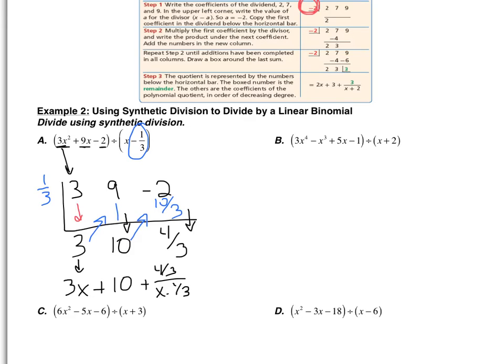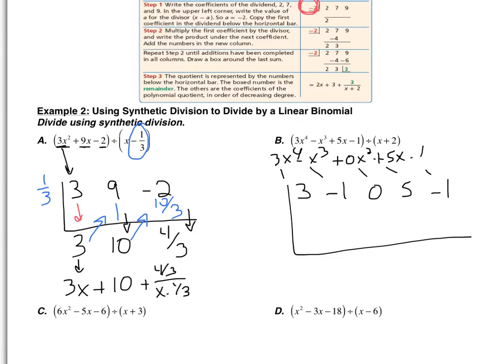On the next example, we have x to the fourth, x to the third, x, and minus 1. So we're missing something. We have 3x to the fourth minus x cubed plus 0x squared plus 5x minus 1. And then we can take the coefficients. So we have 3, this is negative 1, this is 0, this is 5, and this is negative 1. We're going to divide that by the x value that makes the divisor 0, which is negative 2.